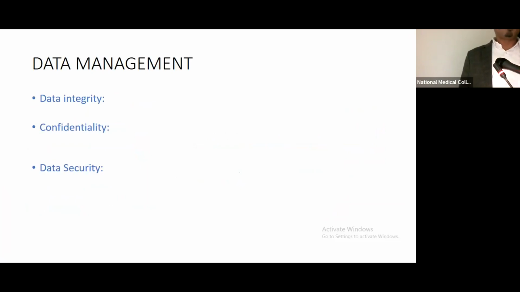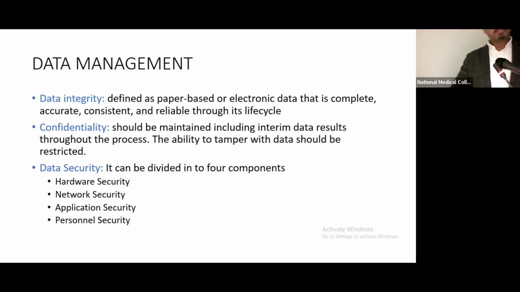So after doing all these things, you generate data. So the integrity of the data has to be maintained. So how can we maintain that? Either paper-based or electronic data, it should be complete, accurate, consistent, and reliable throughout its life cycle. So all the papers should be labeled, and even the electronic data should have restrictions and version control. If you go to Google Drive, if you have written any Google document, you can retrieve the previous version. That may not happen with Word or standalone applications in the computer. But if anything is connected to the cloud, you can retrieve the previous version.